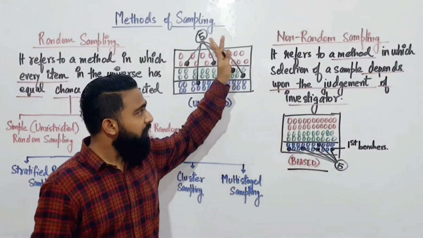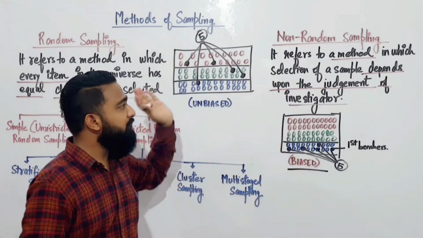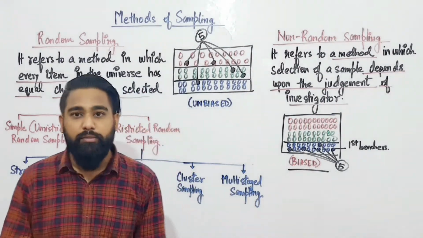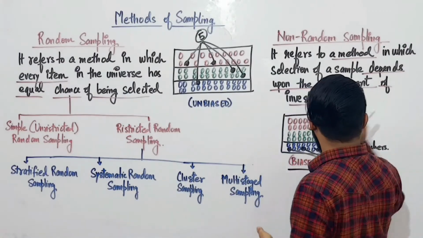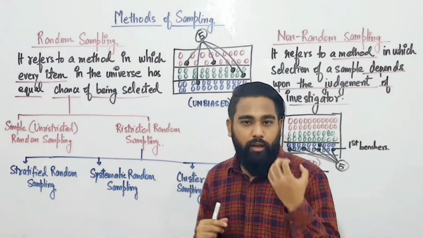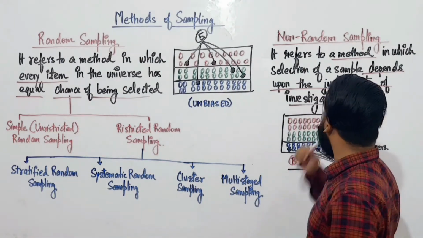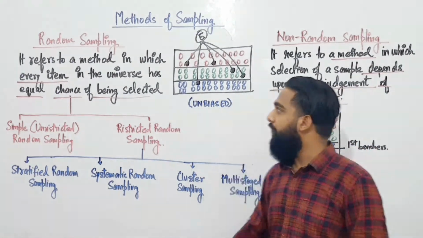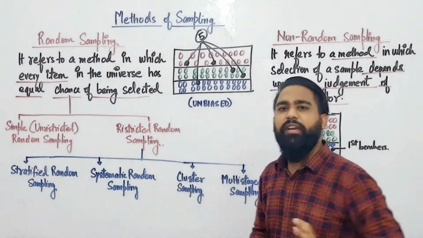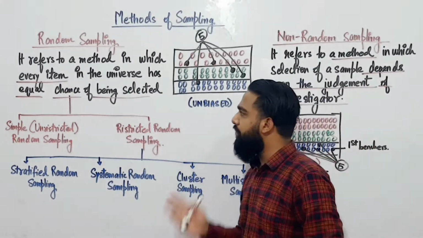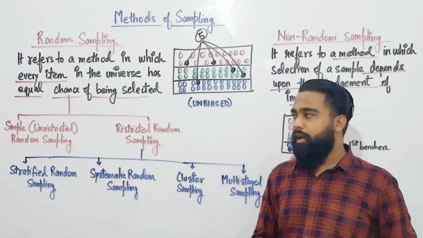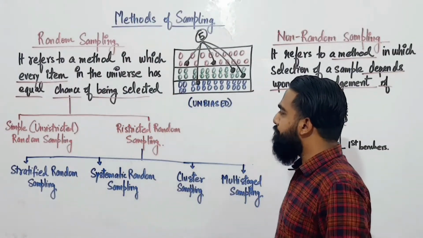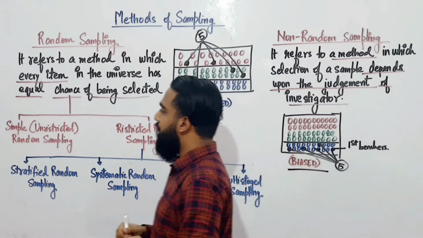I didn't select just randomly. I was selecting on the basis of my judgment. I was being biased. So if there is bias or judgment of the investigator, then that sampling is non-random sampling. And if each and every item of the universe has an equal chance of being selected, then that is called random sampling.